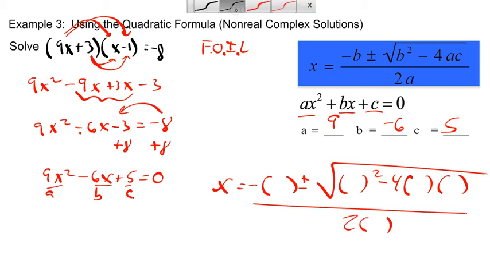And now we're ready to plug them in. Plug it in, plug it in. You guys know that commercial? Don't try to creep right there. You guys know that commercial. So let's see, this is my b term, so that's -6. My b term again, -6. 4 times a, so 9. My c term, 5. And a, 9.